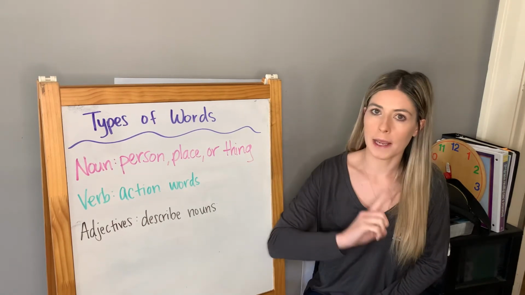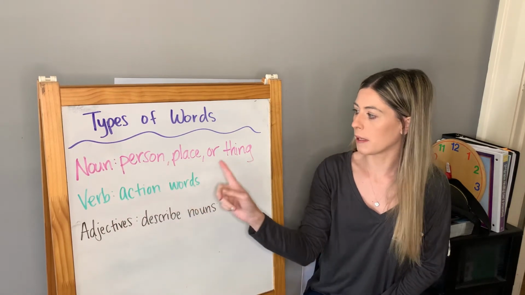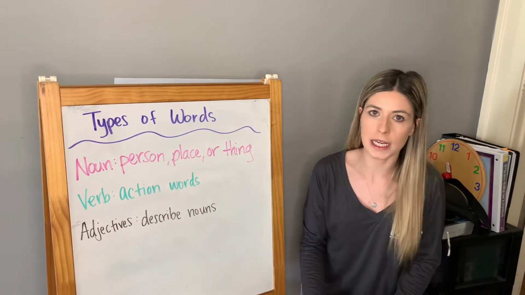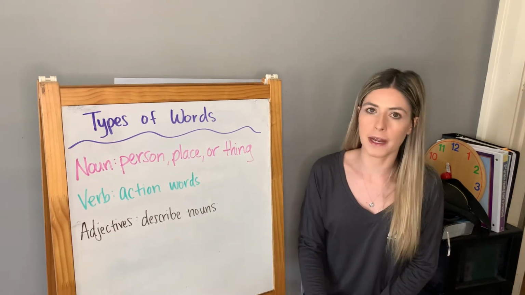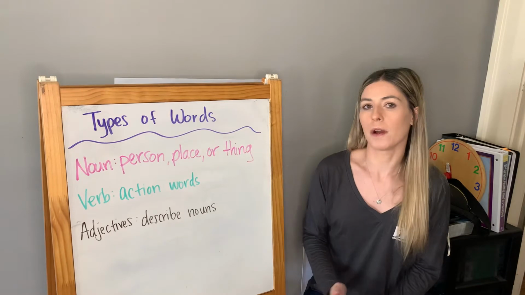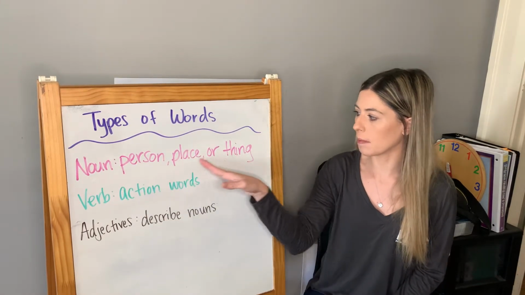So the first type of word that we talked about was a noun. A noun is a person, place, or thing. Any person, any place, anything. We talked about how there's different types of nouns, but for right now, I want you to focus on just any noun, any person, any place, or anything.